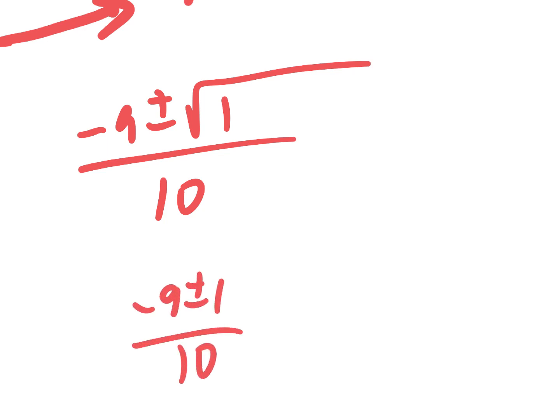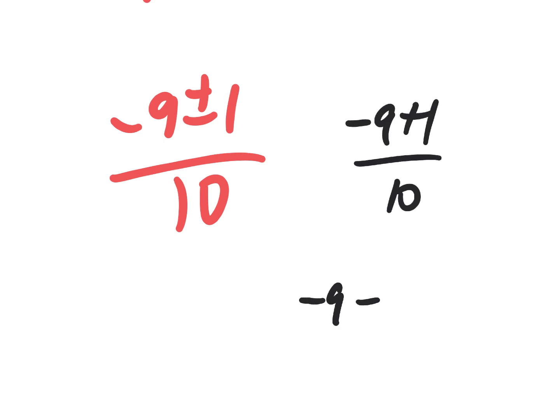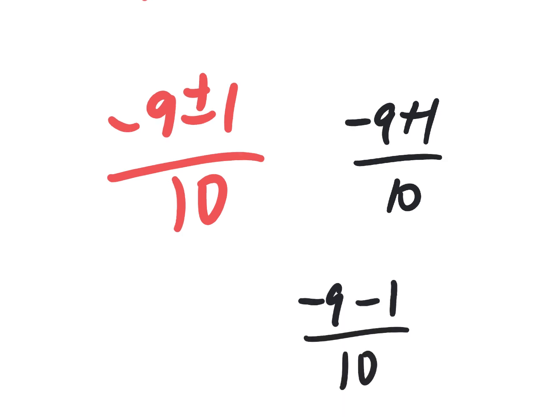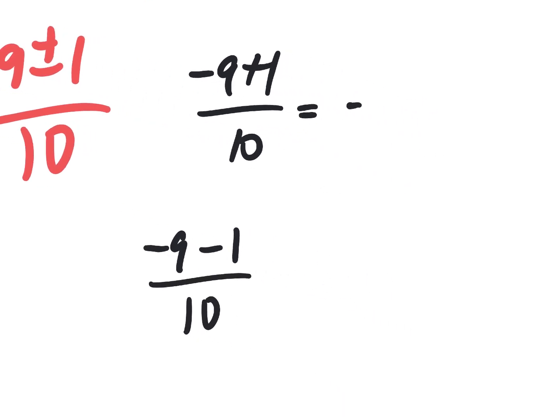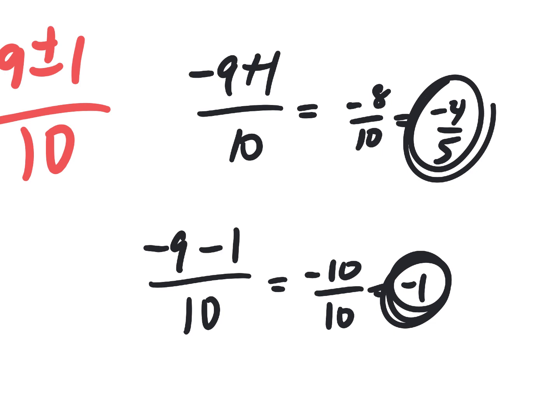And there'll be a few kids that'll leave it that way, and I'll be like, oh, you were so close. Why isn't that done? Because you just have to do it once with plus and once with minus. Negative 9 plus 1 over 10 simplifies, and then negative 9 minus 1 over 10, and that simplifies. And so this one, negative 8/10, which is negative 4/5, and this one, negative 10 over 10, which is negative 1. 2 answers, that and that.